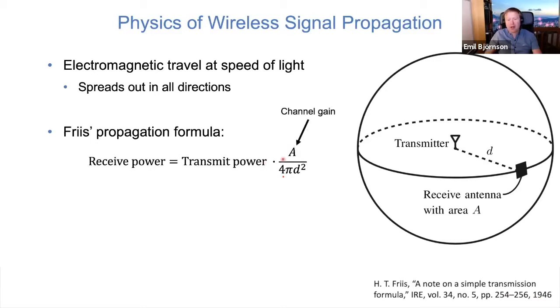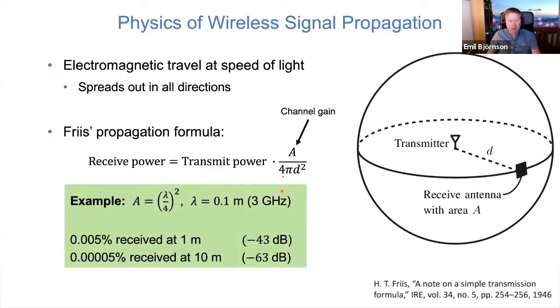This part here is what we can call the channel gain. Sometimes people call it the path loss or channel attenuation. The important thing is that this is always smaller than 1, because you can never receive more power than you transmitted. We are not creating anything along the way. But what is very important to understand is that usually it's a very small number.